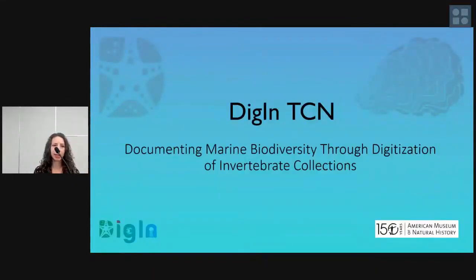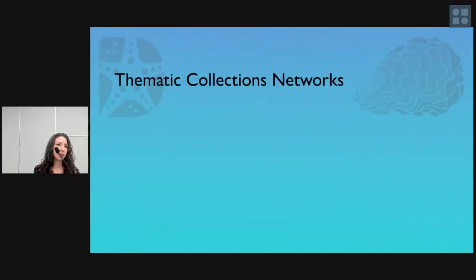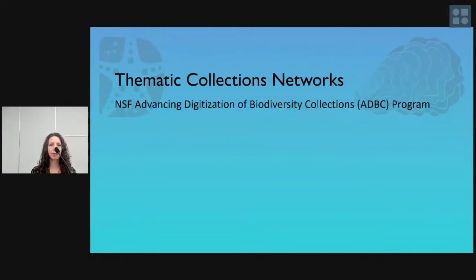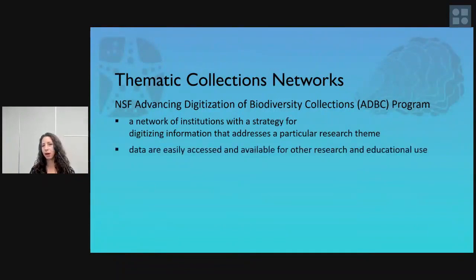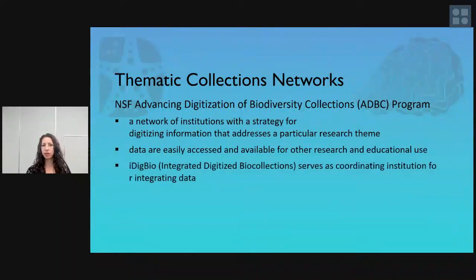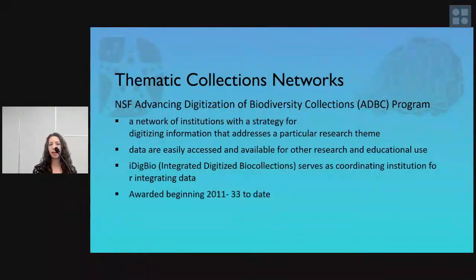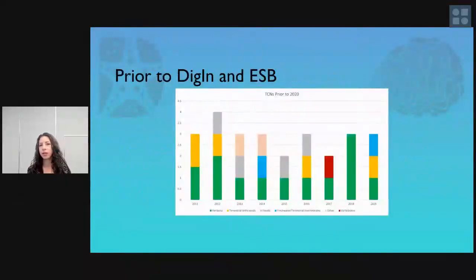So first, I'm going to talk to you about the DigIn-TCN. DigIn is shorthand for documenting marine biodiversity through digitization of invertebrate collections. And in case anyone here is not familiar with TCNs, just briefly, TCN is a thematic collections network. These are grants that are funded by NSF under the Advancing Digitization of Biodiversity Collections program. They are intended to be a network of institutions with a strategy for digitizing information that addresses a particular research theme. So the data are easily accessed and available online for other people to use. DigBio serves as the coordinating institution, and these began being awarded in 2011, and there have been 33 of them to date.